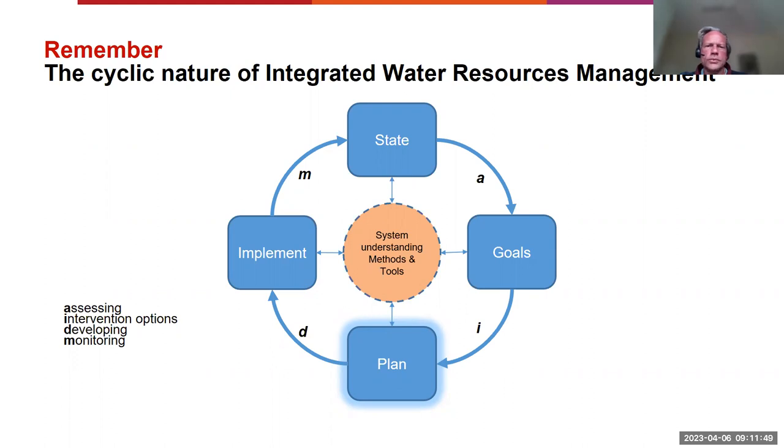cycle of water resources management, we need a good level of system understanding in order to assess the current state, but also how the system may react to certain interventions, even understanding what is the best goal. I think we need to understand the system well, because only then can we decide what we want to do. Even during implementation, we need certain system knowledge in order to do the implementation right. And for that, we need methods and tools. But first of all, we also need information.